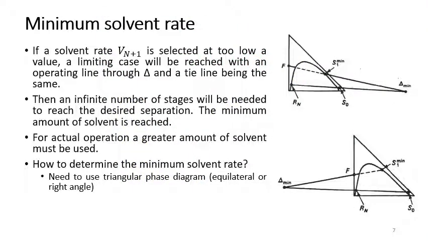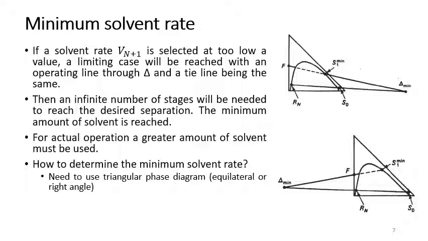Okay, after we have learned how to determine the number of stages for multiple LLE, now the next step is to determine the minimum solvent flow rate. Just like what we did in absorption, in stripping, in distillation column, there must be some limiting cases. For absorption, the limiting case is the minimum liquid flow rate. For stripping, the limiting case is the minimum vapor flow rate or gas flow rate. And in distillation, the limiting case is R min or N min. So for LLE, the limiting case is the solvent flow rate.